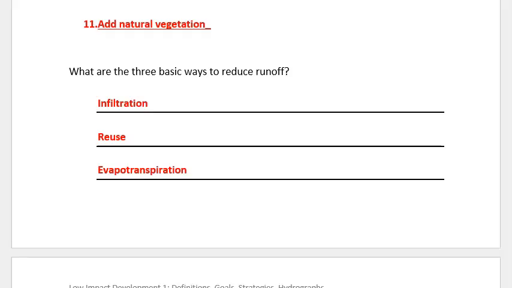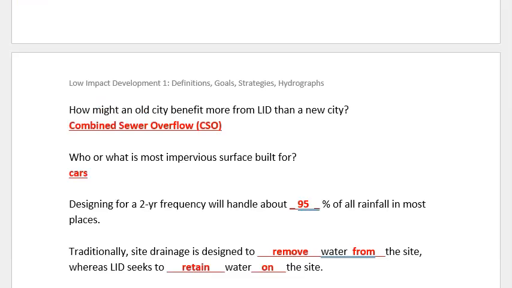What are the 3 basic ways to reduce runoff? Infiltration, get it into the ground. Reuse it somehow in irrigation or something else. Evapotranspiration. So if it evaporates, it goes into the air. If it transpires through the plants, it goes to the air. So if it runs into a retention pond that's vegetated, you can get a lot of evapotranspiration and get rid of the water that way. So it's not running off.